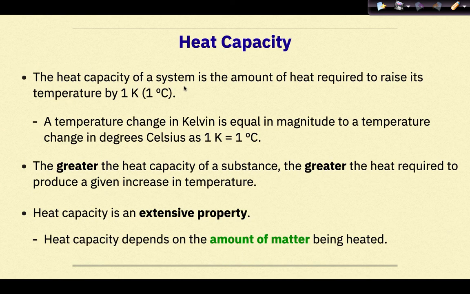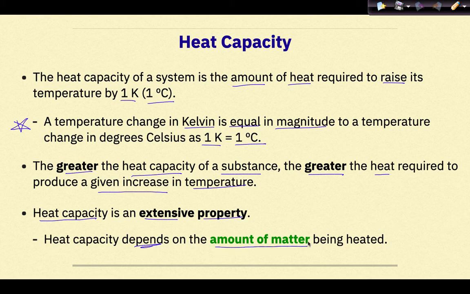The heat capacity of a system is the amount of heat required to raise its temperature by 1 Kelvin or 1 degree Celsius. A temperature change in Kelvin is equal in magnitude to a temperature change in degrees Celsius, as 1 Kelvin is equal to 1 degree Celsius. And this is a really important point, so I'm going to put a little star by that because you got to know that one. The greater the heat capacity of a substance, the greater the heat required to produce a given increase in temperature. Heat capacity is an extensive property, so heat capacity depends on the amount of matter being heated.